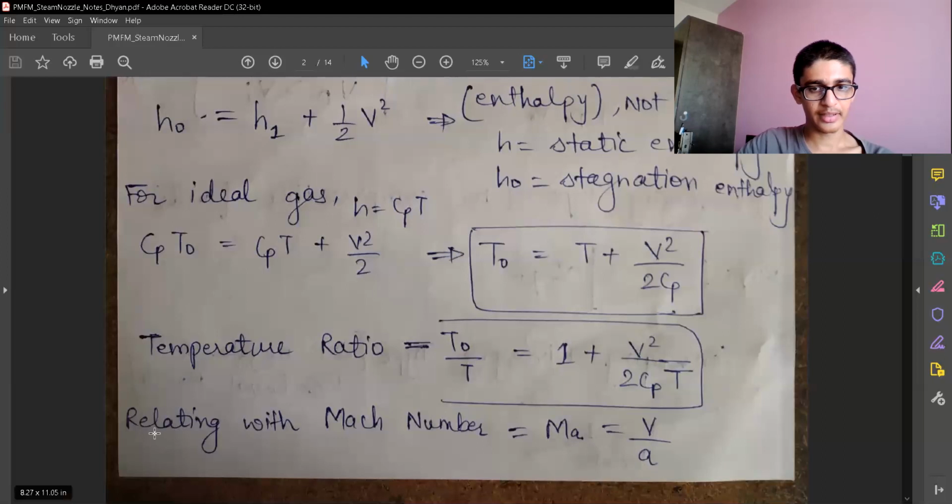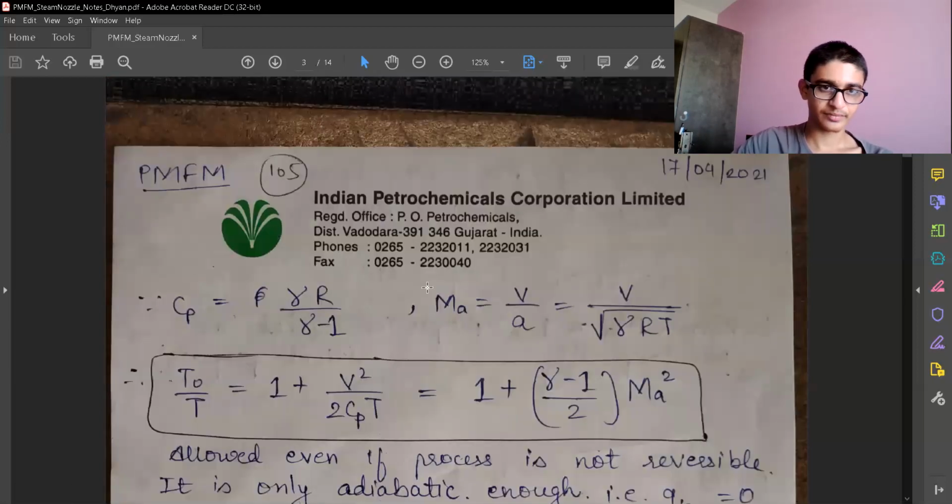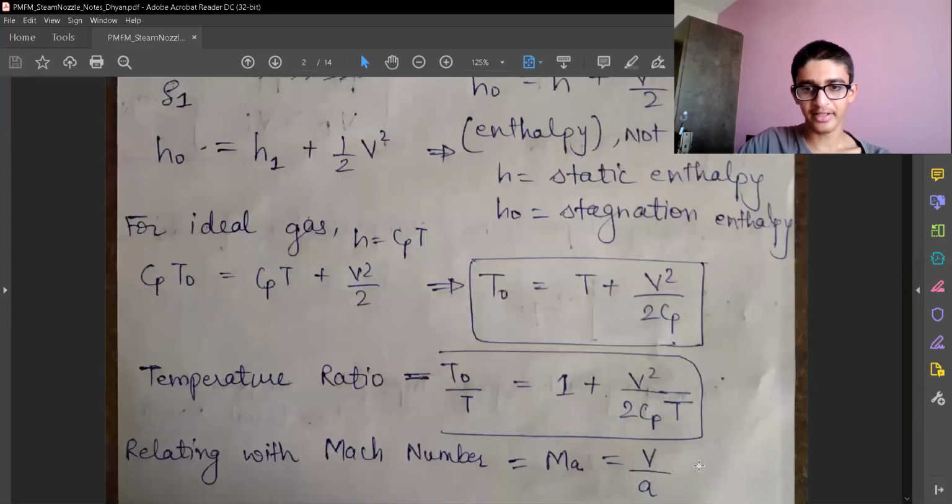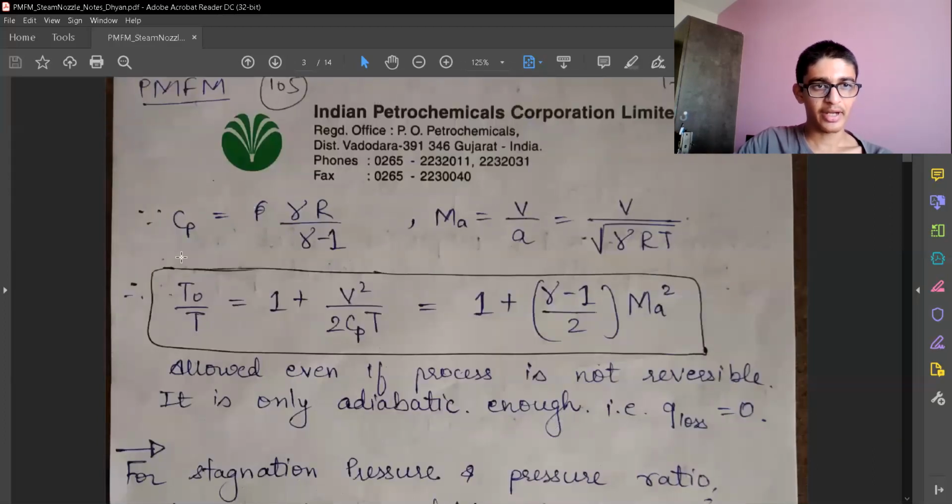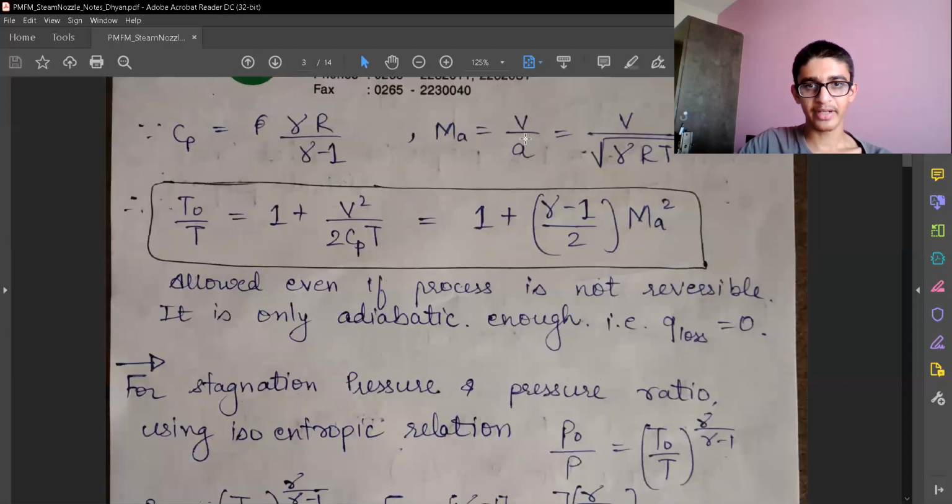Okay, and now we can relate these things with respect to Mach number. So Mach number is defined as the velocity of the particle in the medium divided by the velocity of sound in air. That is generally around 315 to 330 meters per second. And Cp is also defined as gamma R upon gamma minus 1. So gamma is the heat capacity ratio, Cp by Cv. And Mach number I defined earlier as velocity upon velocity of sound in air.